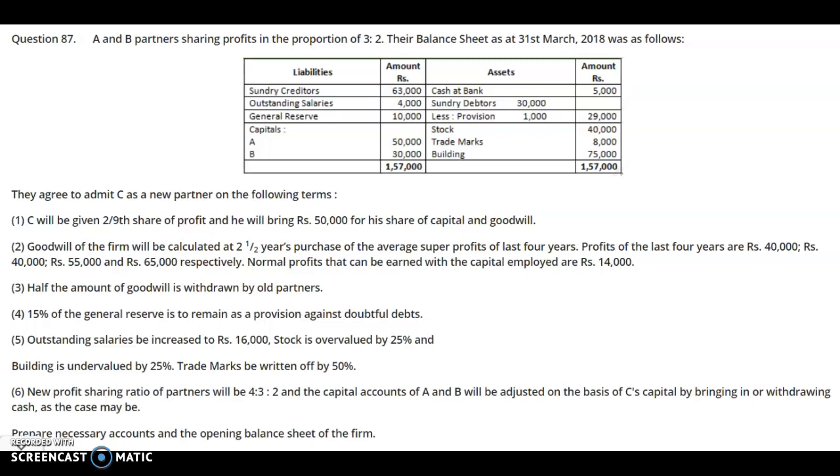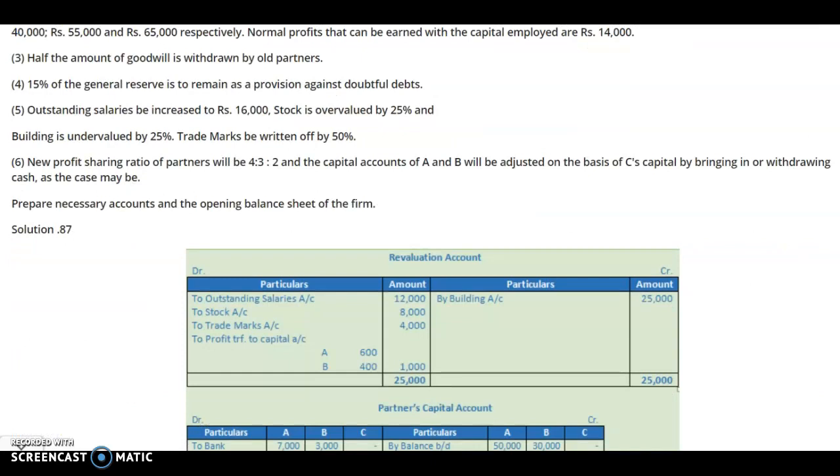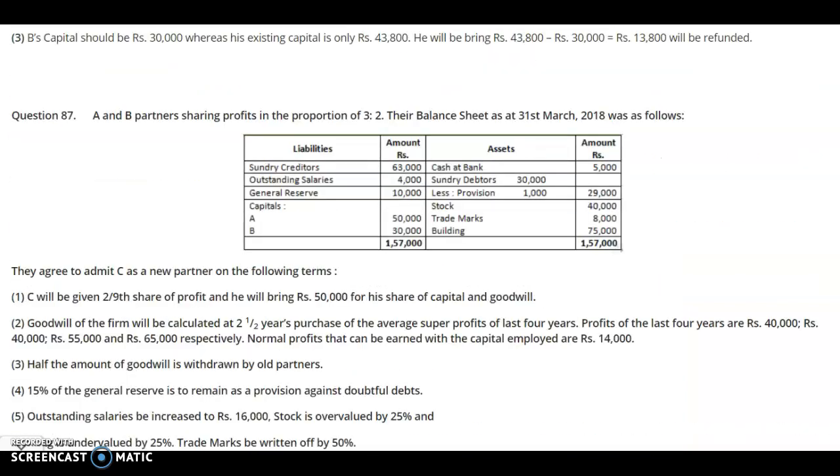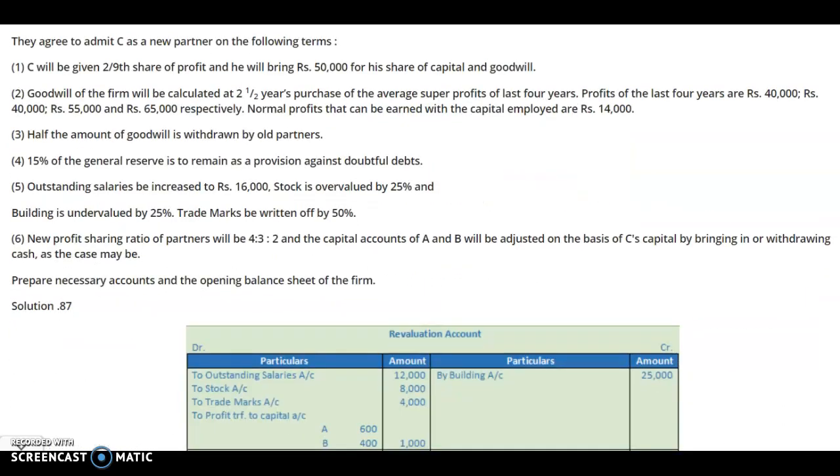15% of the general reserve will be kept as a provision for doubtful debts. Here general reserve is given 10,000. So 15% is to be kept out as provision. Then see here, in the revaluation account, outstanding salaries are being increased to 16,000. Here it is given as 4,000. So an extra provision is required of 12,000.